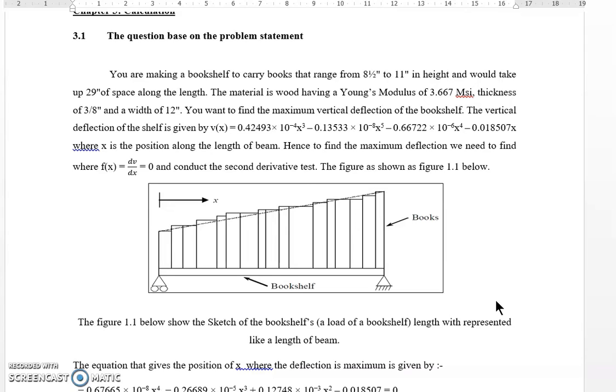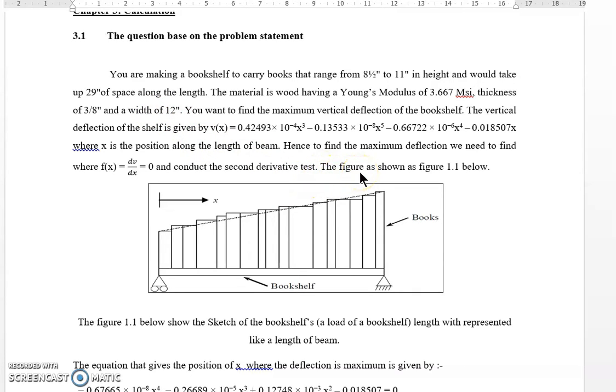I want to talk about the calculation. So the question is based on the previous segment. We have a bookshelf with height ranging from 1/2 inches to 11 inches. It has up to 29 inches of space along the length. The Young's modulus is 3.667 MSI, the thickness is 3/8 inches, and the width is 12 inches.